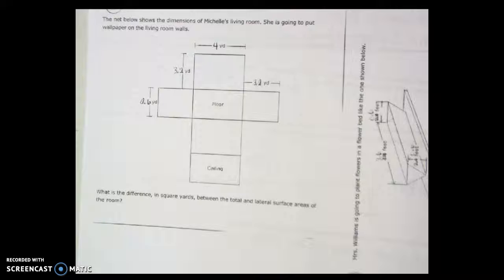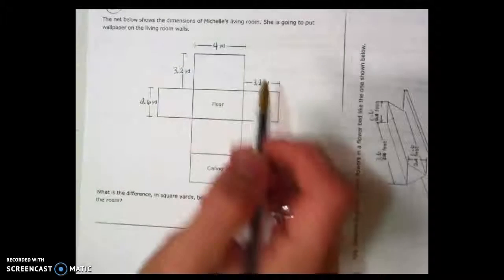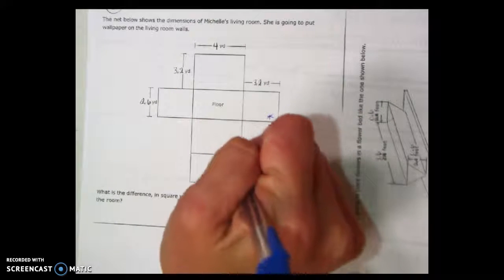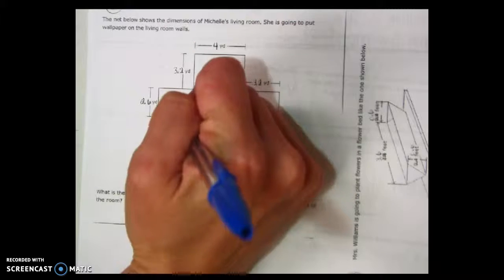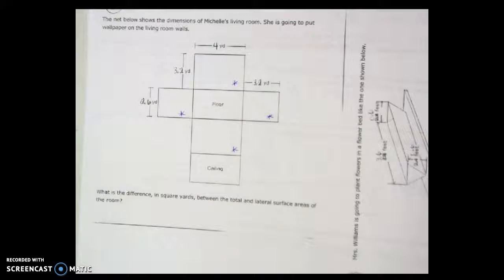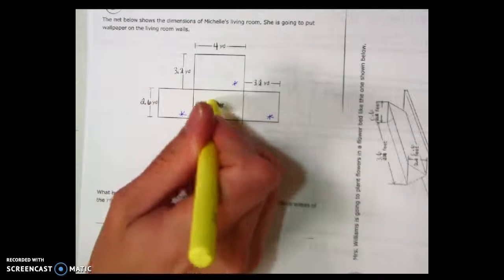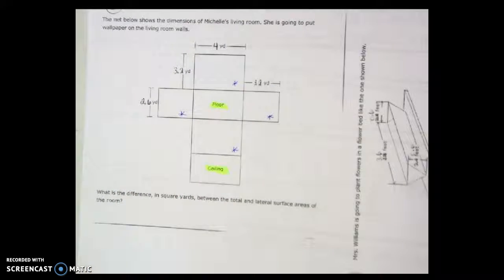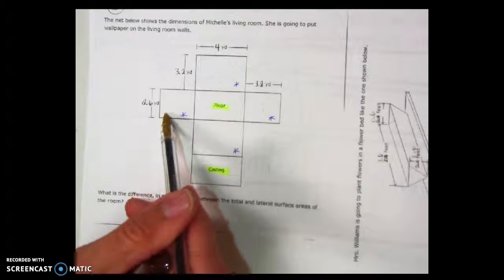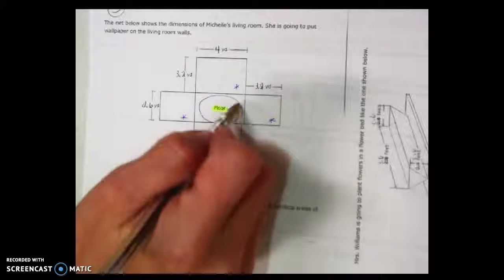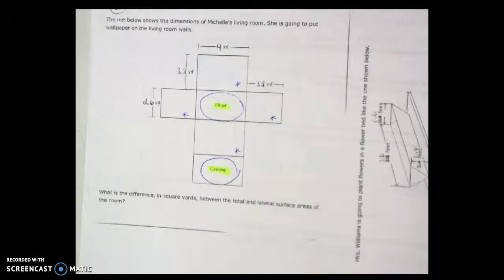Think about the difference in lateral and total. Total means all the areas. Lateral only means the sides. So if we were finding the lateral, we would only do this one, this one, this one, and this one. But if we find the total, then we are also going to do this one and this one. So the difference in the two, they both include all the ones that I've starred. The difference would just be the area in this one and this one.